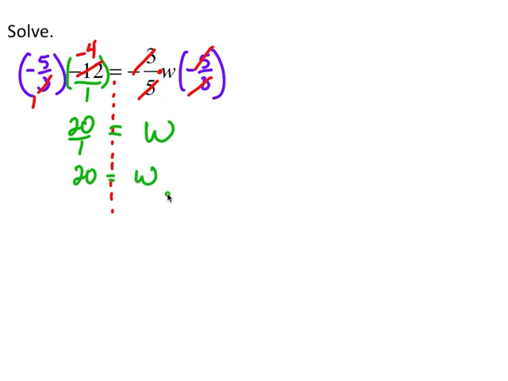equals our W. Okay, so that's what you do when you see that fraction multiplied by a variable. You just need to multiply by the reciprocal. It'll get rid of your fraction so that you have W by itself.